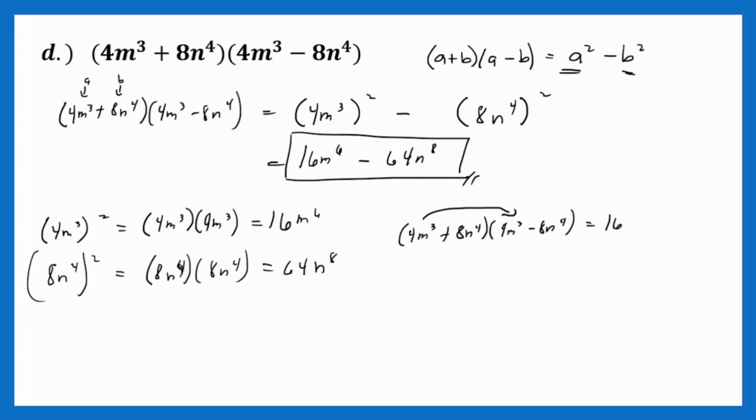M cubed times M cubed, M raised to 6. Alright? 8 times 8, that's 64. Negative na yon. N raised to 4 times N raised to 4, dulo-dulo. That is N raised to 8. Final answer. Okay? So that's it. That's how you solve multiplying sum and difference of two terms.